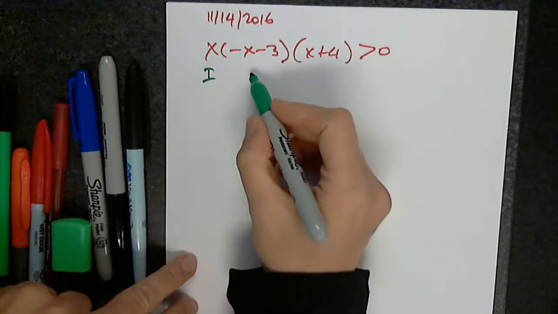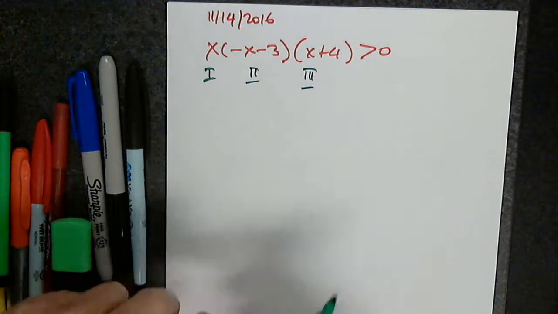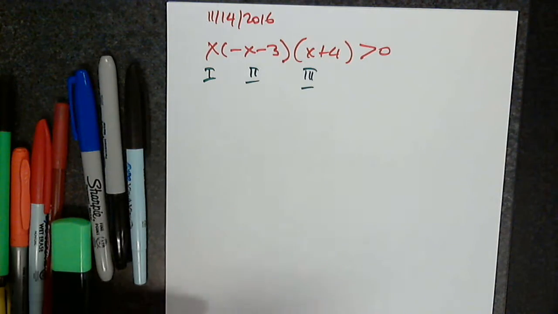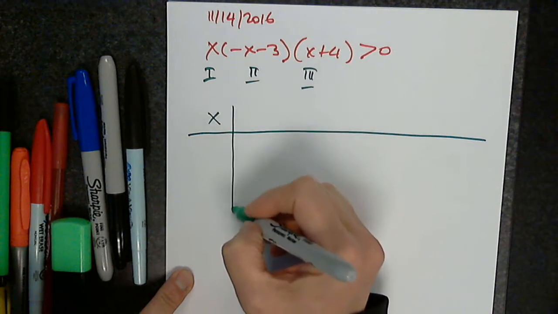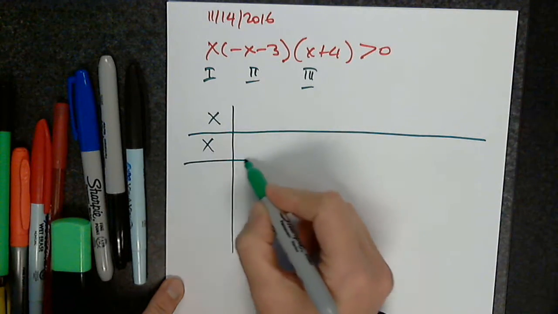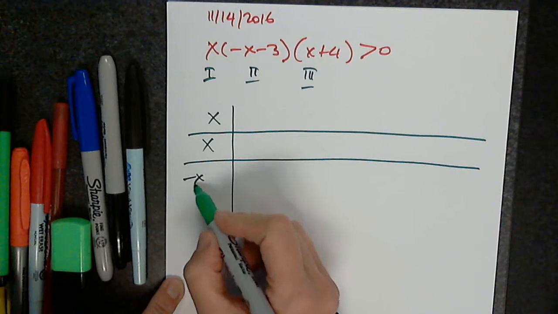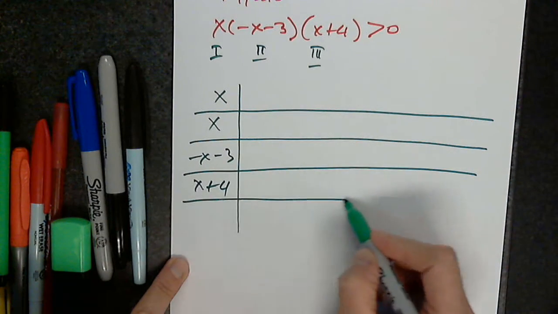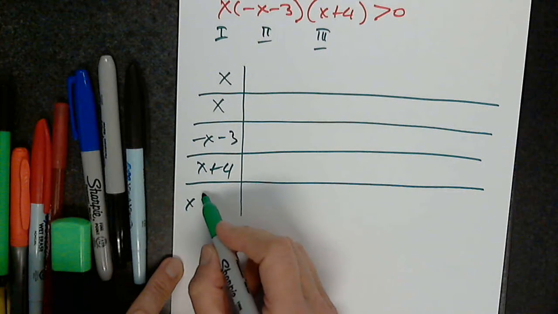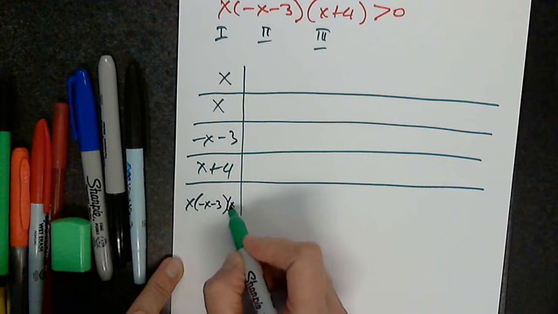So this is the first factor, second factor, third factor. So it is chart ready. x is the variable in the problem. x is the first factor. Negative x minus 3 is the next factor, and x plus 4. And then the entire product, which is x, negative x minus 3, and x plus 4.